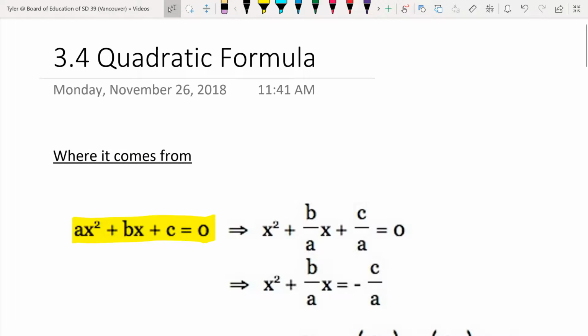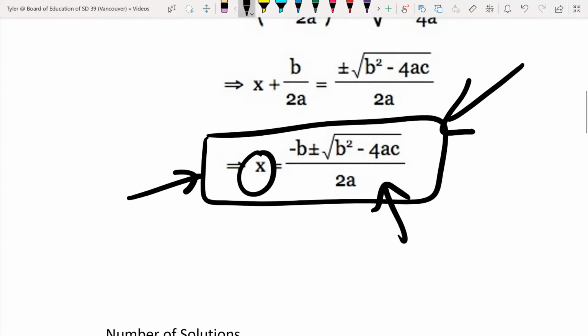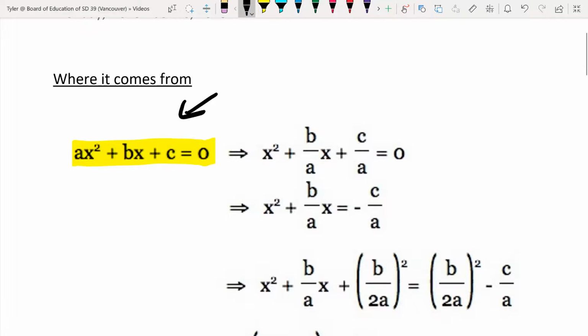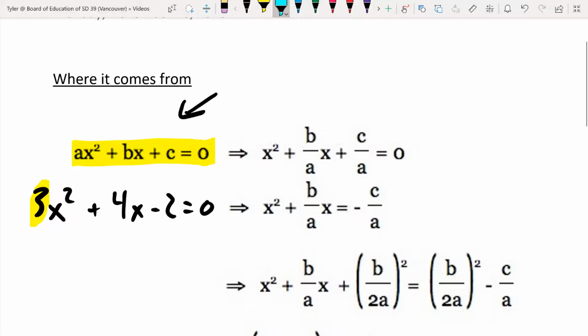So the idea with the quadratic formula is, as you can probably tell, you're trying to find what x is, which is what we've been doing this whole unit. So you start with a regular equation like this, where you have a trinomial and it's equal to 0. See how it says a, b, c? A is just the first coefficient, b is the second, and c is the constant in that expression. So for example, if I had 3x squared plus 4x minus 2, that would be a, that would be b, that would be c.